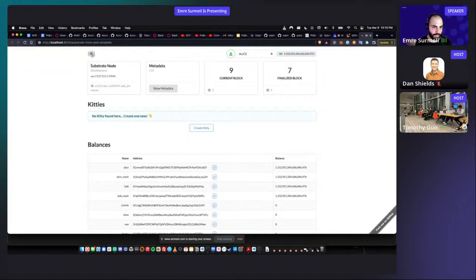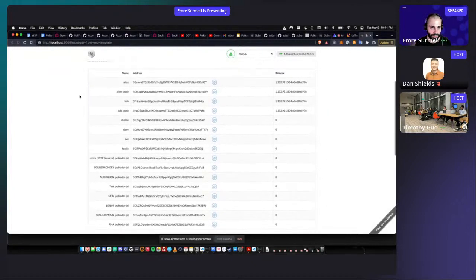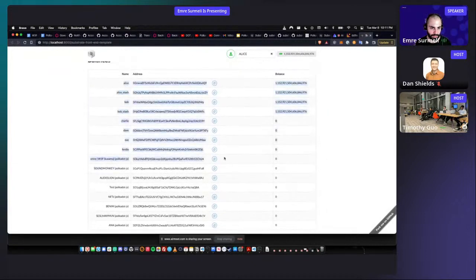We have a Substrate node in development mode. And we have our block counts, our number of blocks finalized. We have some interesting kitties thing here that we'll talk about. We have some accounts that are created for us, some dummy accounts.